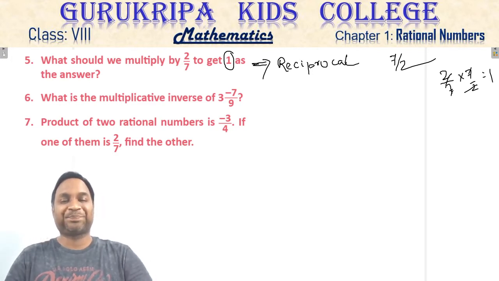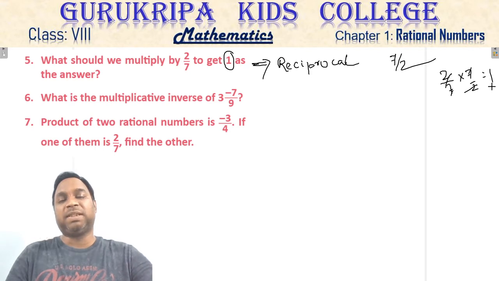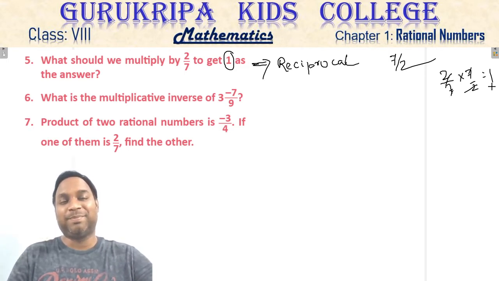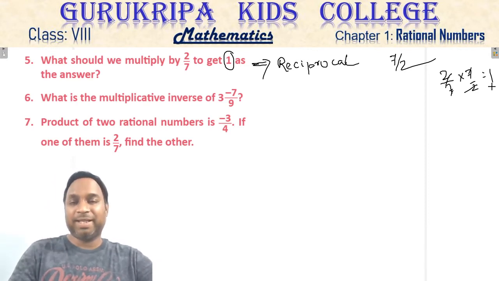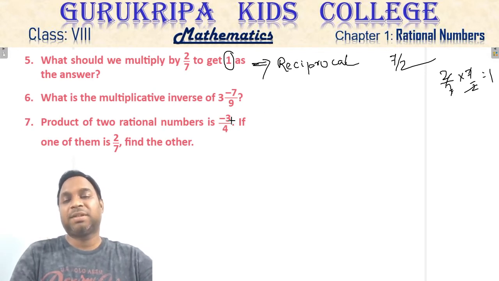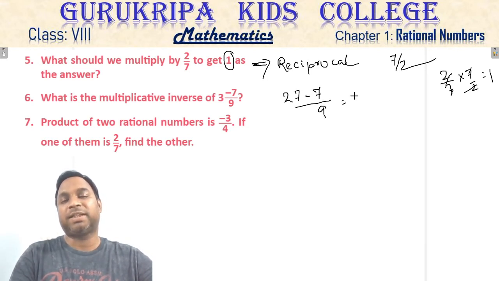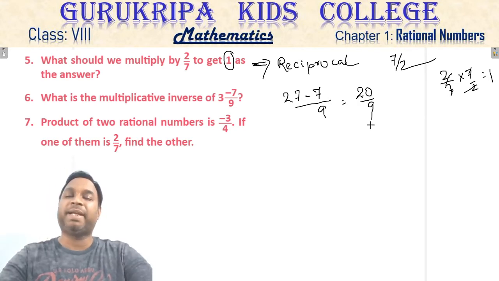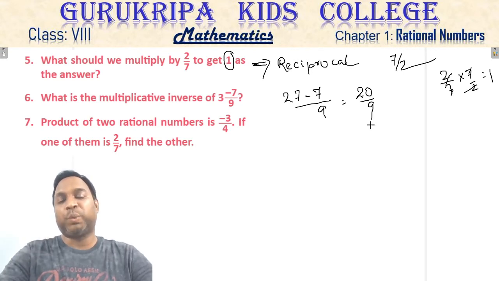Question number 6. What is the multiplicative inverse of 3 minus 7 divided by 9? This number is a little bit tricky now. Multiplicative inverse of 3 minus 7 by 9. Let's convert it first. The number is, let's convert into a fraction. 27 minus 7 divided by 9, that is equal to 20 divided by 9. We need to find the multiplicative inverse of 20 divided by 9.